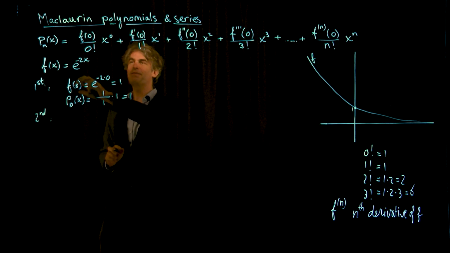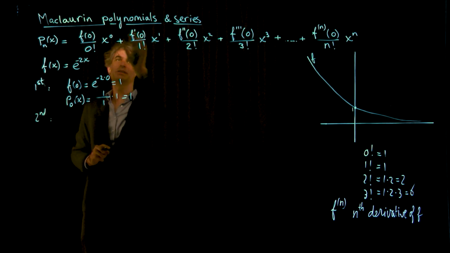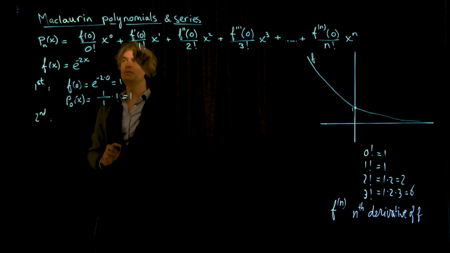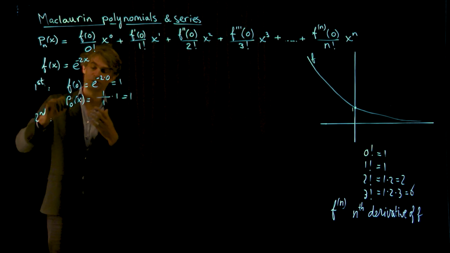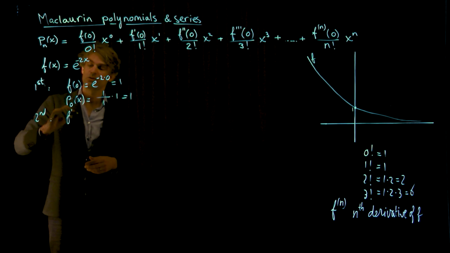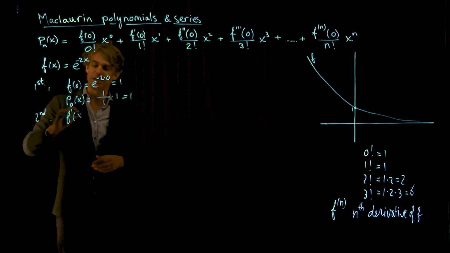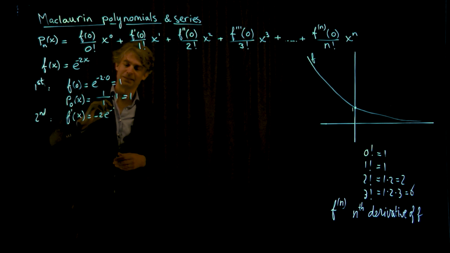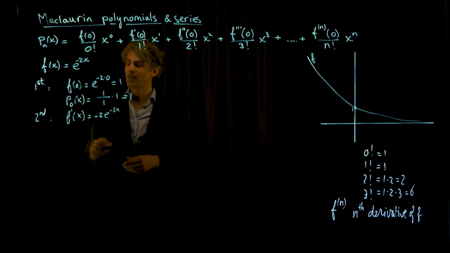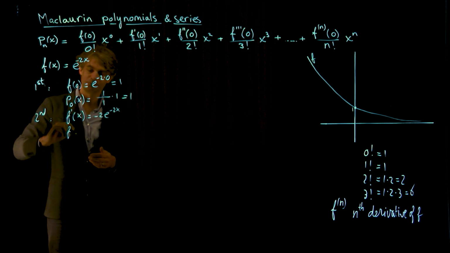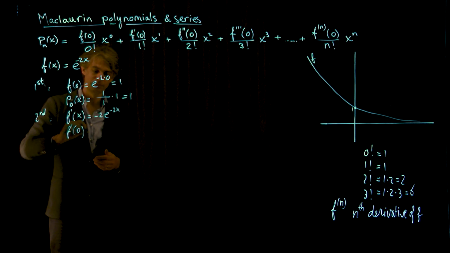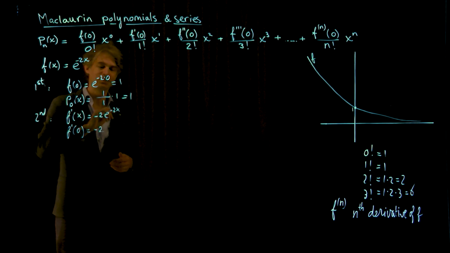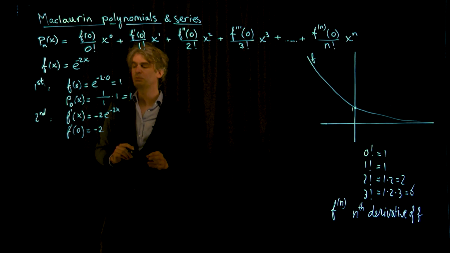What do we need to do? We already have f of 0, so we don't need to worry about that anymore. But I do need f prime, so the derivative of f. So there we go. That must be minus 2 times e to the power minus 2x. Now I can, of course, plug in the 0, and I simply get minus 2. Because e to the power 0 equals 1.